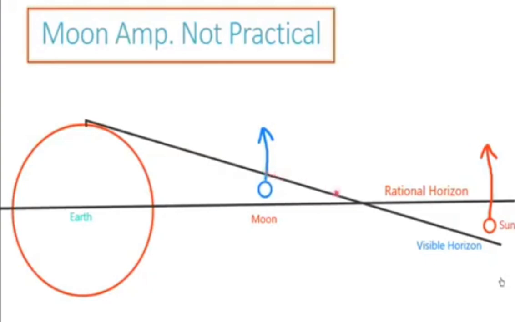Now let's compare it with the case of the sun. You can see the sun is much farther away from us as compared to the moon. At this particular condition, the sun has already crossed the visible horizon. That means the sunrise has already occurred, and it will come to the rational horizon a little later. This is exactly the reason that when we take the amplitude of the sun, the amplitude is taken at that instant when the lower limb of the sun is 1 semi-diameter above the visible horizon. That is the time when the center exactly lies on the rational horizon and the amplitude can be taken.